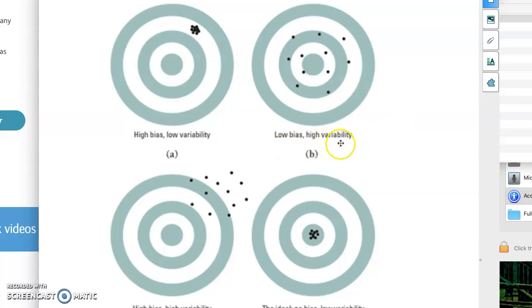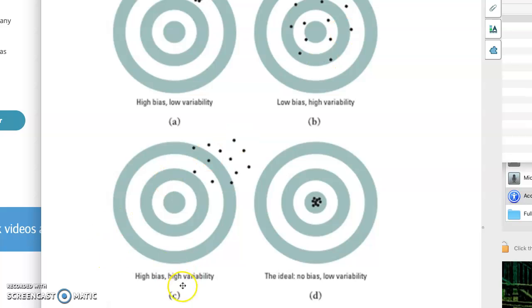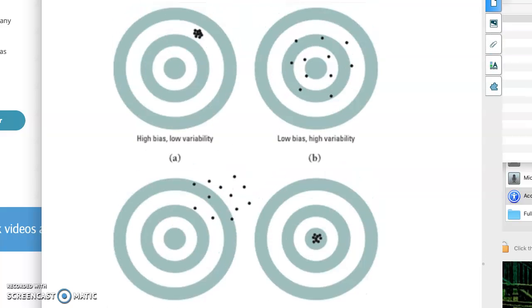Low bias, high variability says we are on target, but we have high variability, so our results are spread out around our bullseye, but the bullseye is in the middle. High bias, high variability is the worst of all cases. This is where you're consistently missing the target and you have a lot of spread in your data. The ideal is no bias and low variability, where you're consistently hitting or very close to hitting your actual target.